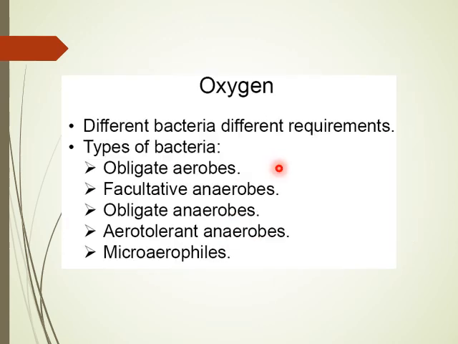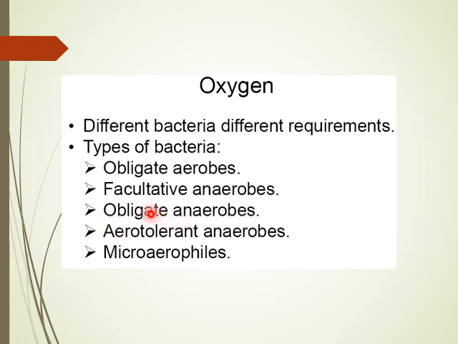The oxygen requirements are different between different bacteria. So there are different groups of bacteria depending on the oxygen requirement. Obligate means compulsory. Obligate aerobes are those that need oxygen. Without it, they will die. But facultative anaerobes don't actually need oxygen, but they can live if there is oxygen. So they are actually anaerobic. They don't need oxygen, but if there is oxygen, they can also survive.